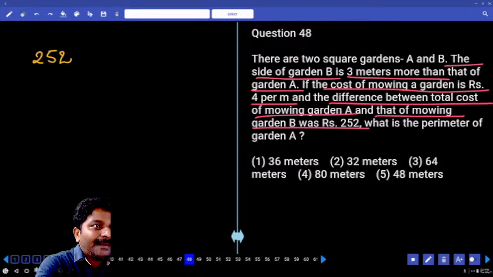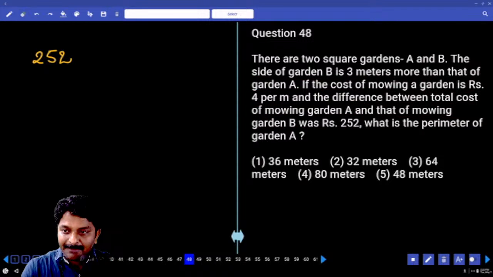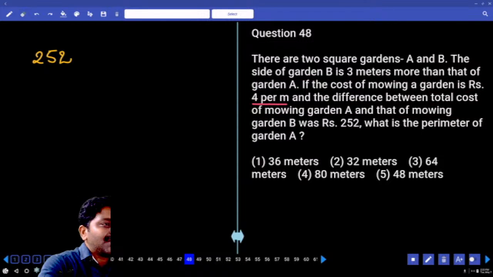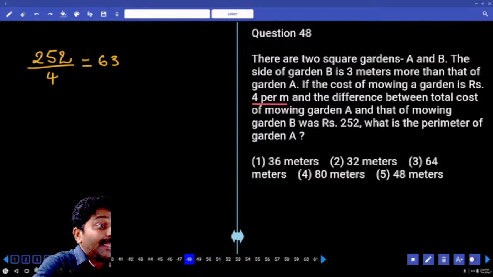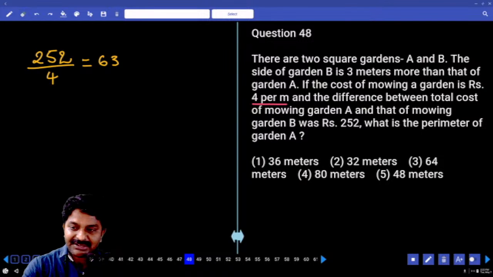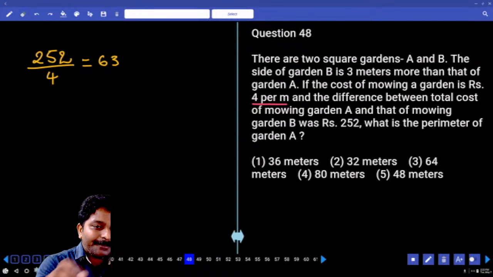And you know that for mowing, per meter it costs 4 rupees. So to convert into area, it is divided by 4 only. That is equal to 63. What is 63? Area difference. Now the question is, what is the perimeter of A?